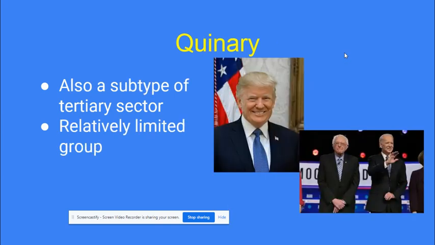And then lastly, the quinary sector is also a subtype of the tertiary sector. It is relatively limited in size. It's a very small percentage of people. We're talking about elite decision makers, whether this is government, or your Bill Gates or your Elon Musks, somebody in the highest levels of business decision-making processes in general. And again, this kind of wraps up the PowerPoint.